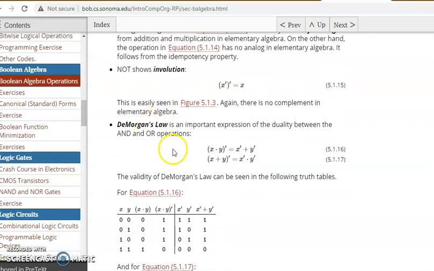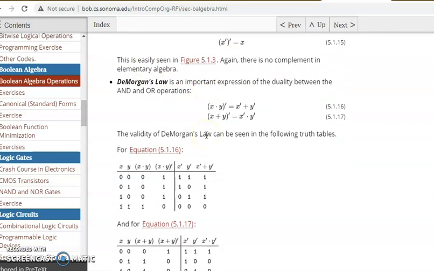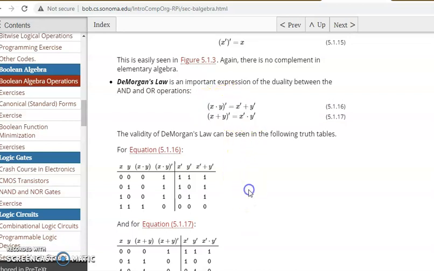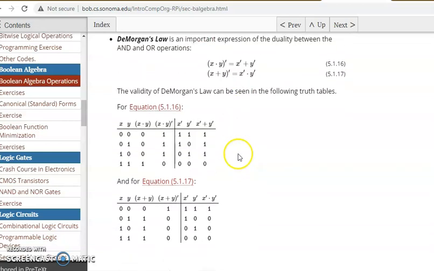De Morgan's law, which is expressed here, expresses the duality between the AND and OR operations. So NOT of (X times Y) is equal to NOT X plus NOT Y. And so this is the duality and relationship between binary operations and can be expressed through the following truth tables, so you can see the proof.